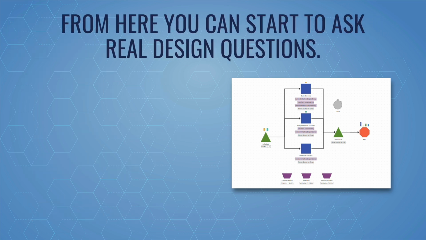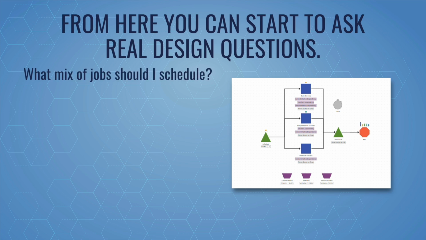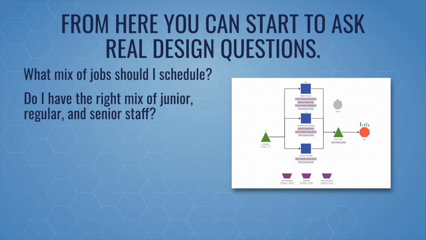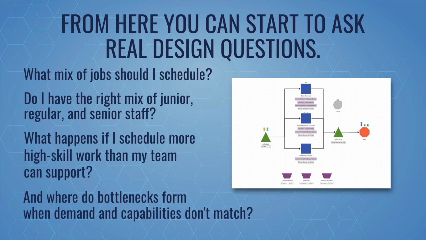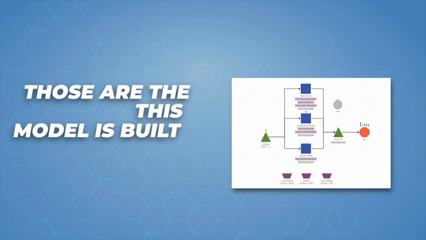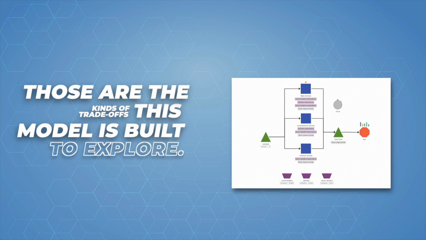From here, you can start to ask real design questions. What mix of jobs should I schedule? Do I have the right mix of junior, regular, and senior staff? What happens if I schedule more high-skill work than my team can support? And where do bottlenecks form when demand and capabilities don't match? Those are the kinds of trade-offs this model is built to explore.